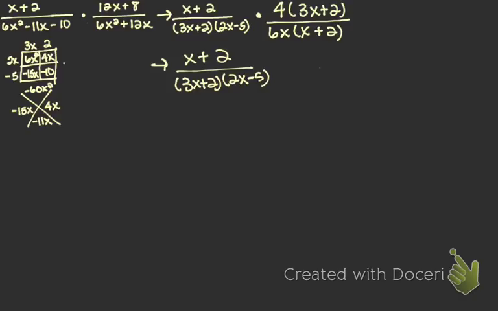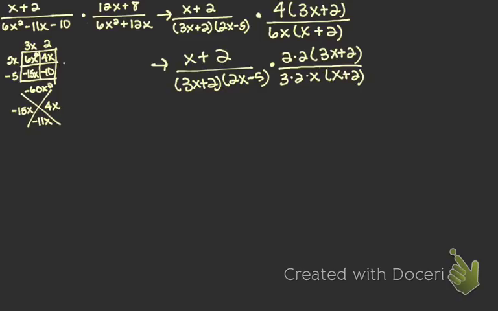And then I would rewrite my 4 as 2 times 2 times 3x plus 2. This will help me see things I can simplify and make my process a little quicker. I would rewrite 6 as 3 times 2 times the x plus 2.